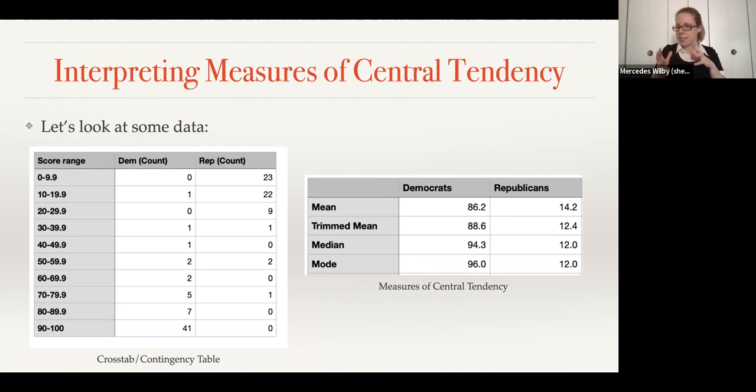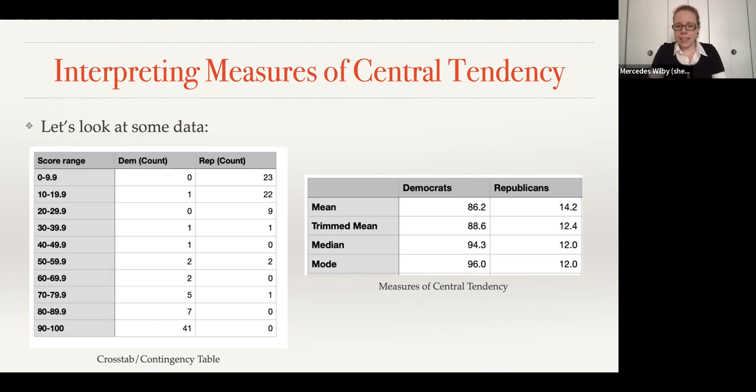So we'll talk about these measures of spread in a minute, but what we're going to look at now is central tendency, and that is pretty hard to do with a contingency table or cross tabulation, because we can see, right, that there's clearly some clumping. For Democrats, it's at the high scores. For Republicans, it's at the low scores. But what exactly does that mean, right? And if we use these measures of central tendency, we can get a better grasp on that.